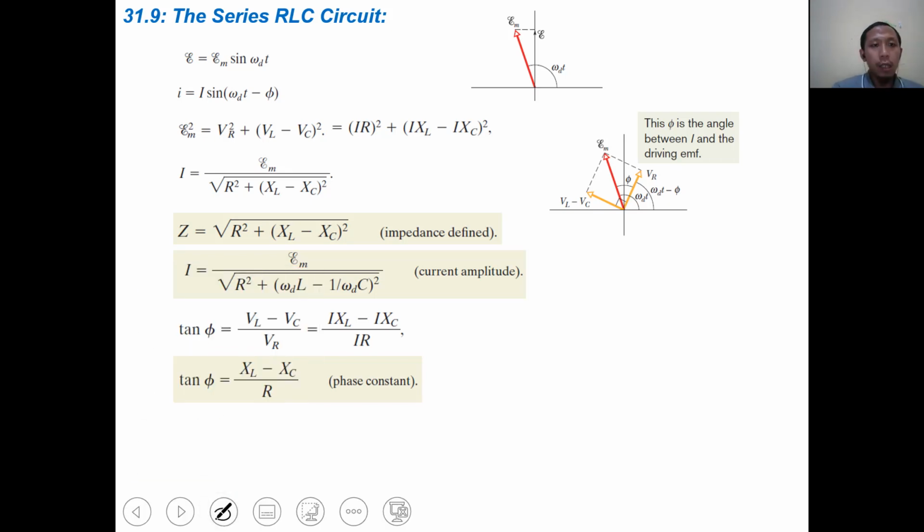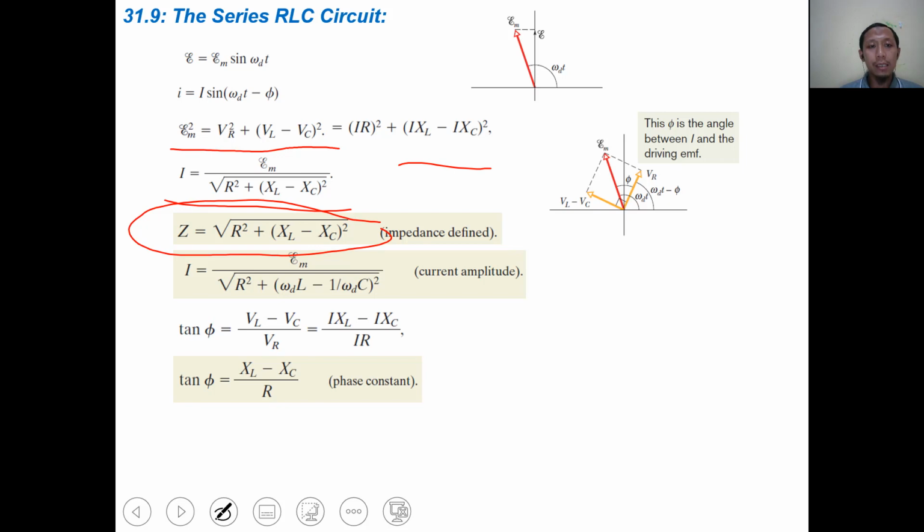Here Em squared is equal to VR squared plus VL minus VC squared, which is equal to I R squared plus I XL minus I XC squared. And then I is equal to Em over the square root of R squared plus XL minus XC squared. And this is the impedance Z. The total impedance is equal to the square root of R squared plus XL minus XC squared.